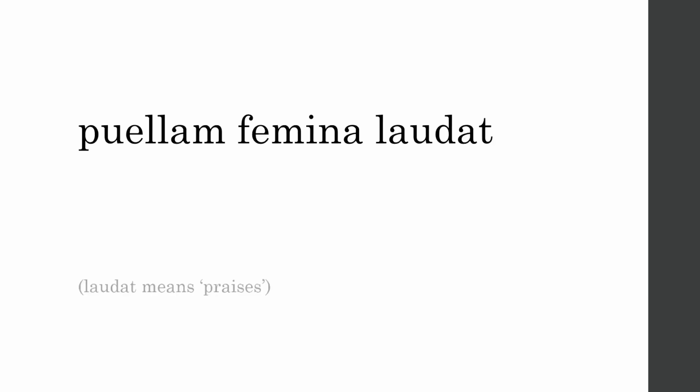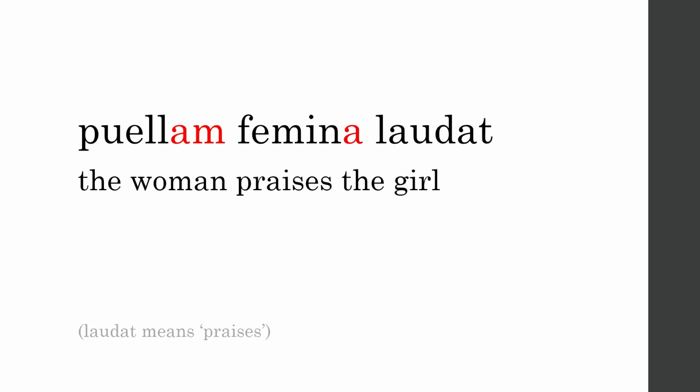So let's look at this sentence. Puellam femina laudat. Based on the ending, we can surmise that puellam is in the accusative because it has the am ending, and femina is in the nominative because it has the a ending. So now that we know that puellam, the girl, is the object, and femina, the woman, is the subject, we can translate it as the woman praises the girl. And that's the first declension done.